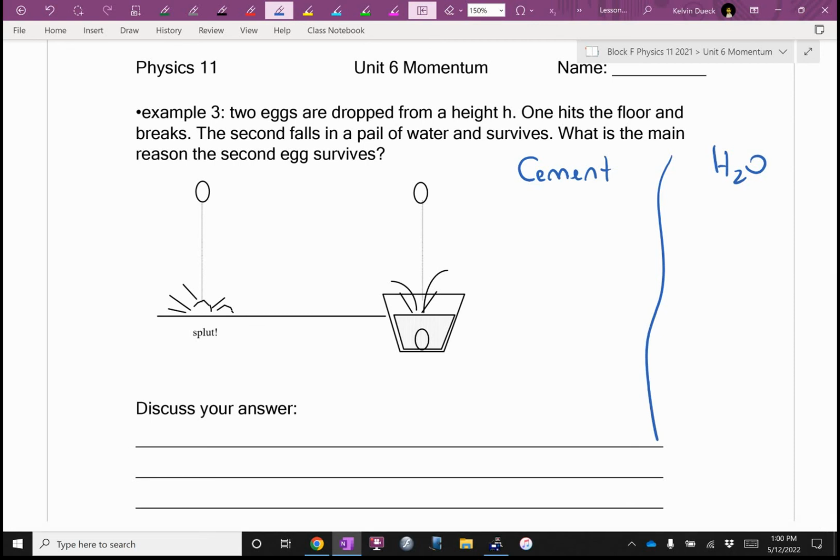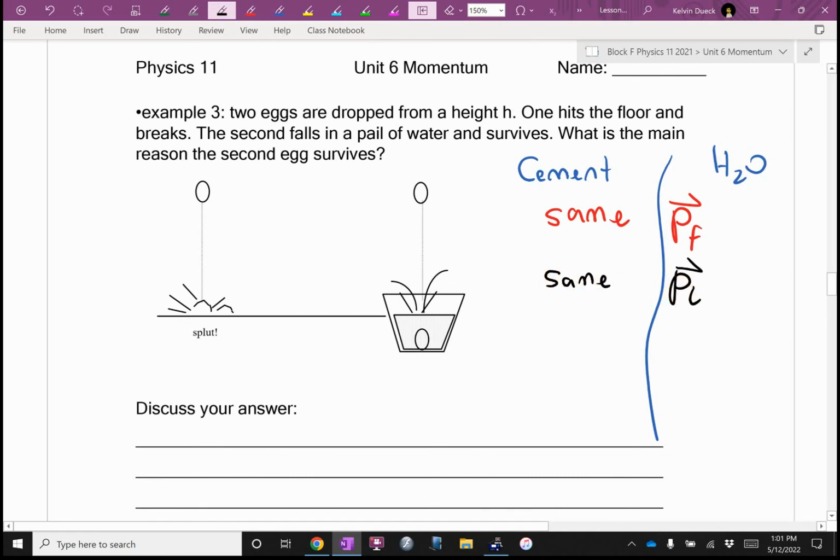If I'm dropping each egg, what's the initial velocity of each egg? 0. So what's the initial momentum of each egg? Actually, let's look at impact. What's the final momentum of each egg if both of them come to a stop? I'm going to say they both have the same final momentum, 0. Will they both hit the ground or the water at the same velocity if I drop them from the same height? I'm going to argue they also both have the same initial velocity right when they impact.